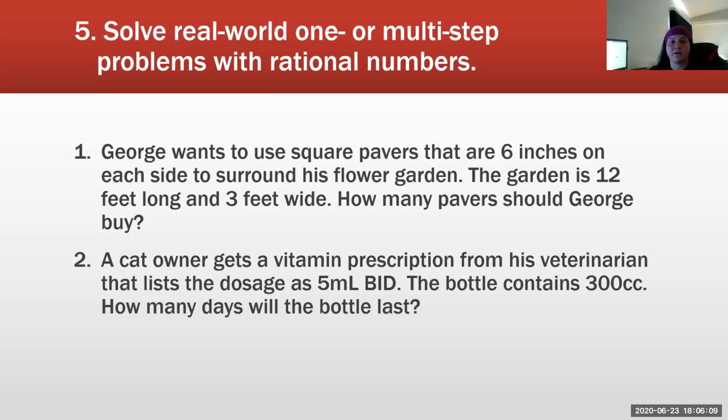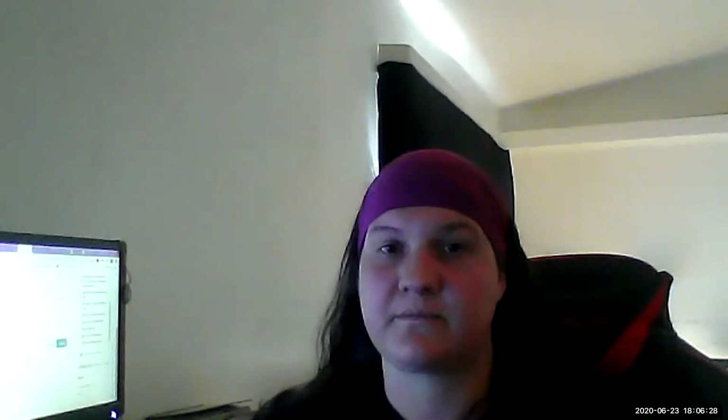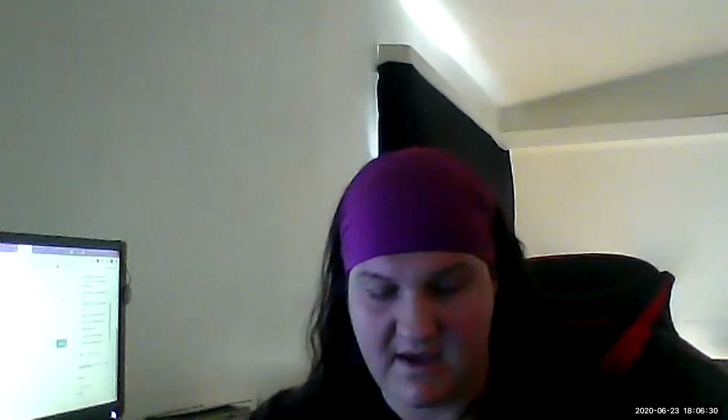The cat owner gets a vitamin prescription from his veterinarian that lists the dosage as 5 milliliters BID, which is twice a day. The bottle contains 30 cc's. How many days will the bottle last? Okay, so again, let me stop my share with the PowerPoint, and I'm going to share with my tablet so we can work these problems out.